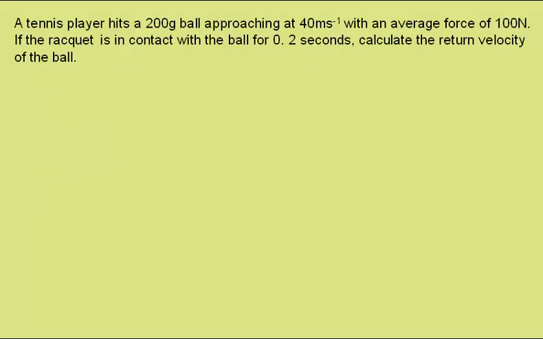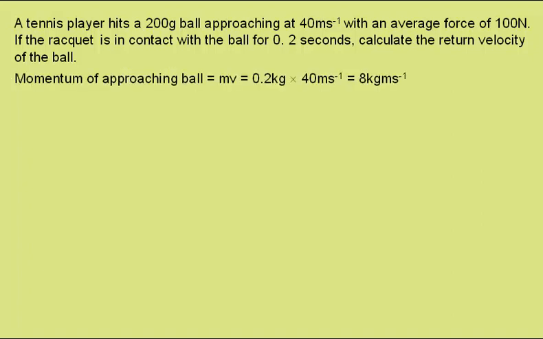Let's look at a problem. A tennis player hits a 200-gram ball approaching at 40 meters per second with an average force of 100 newtons. If the racket is in contact with the ball for 0.2 seconds, calculate the return velocity of the ball. Well, the momentum of the approaching ball is equal to mass times velocity, 0.2 kilograms times 40 meters per second, giving it a momentum of 8 kilogram meters per second in one direction.